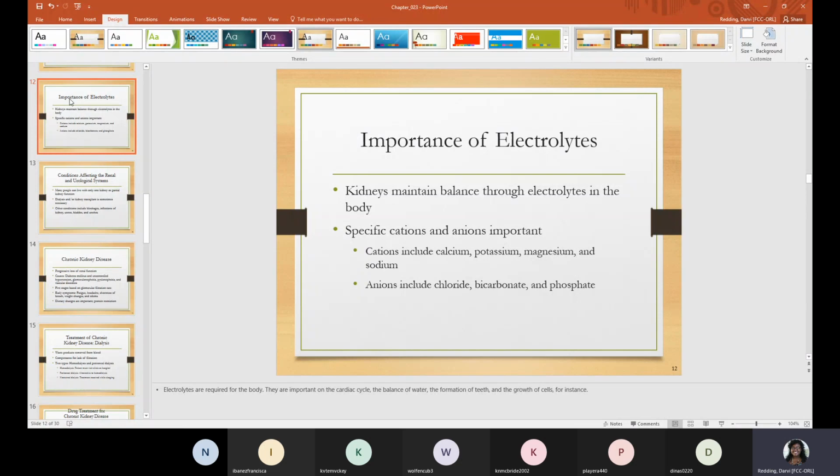And so the importance of electrolytes is for the kidneys to maintain a balance through the electrolytes in the body. And so you have specific cations and anions that are important. Cations would include calcium, potassium, magnesium, and sodium, whereas anions would include chloride, bicarbonate, and phosphate. And so you should know that electrolytes are required for the body.